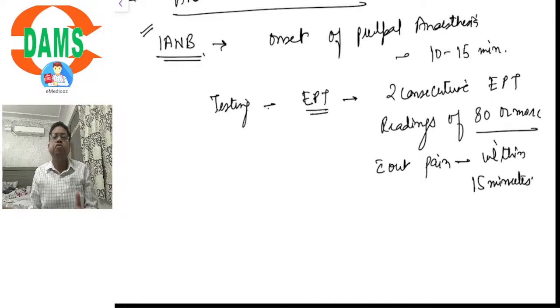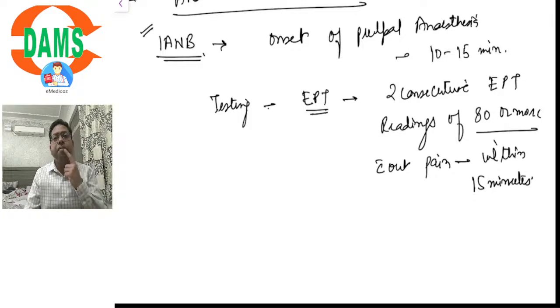For that, we have to use an instrument called an electric pulp tester, and there should be two subsequent readings within the first 15 minutes of 80 or more level of current, and the patient is not feeling pain. We can rest assured that a sufficient degree of pulpal anesthesia has been achieved, so we can proceed with the root canal or whatever we are planning to do.